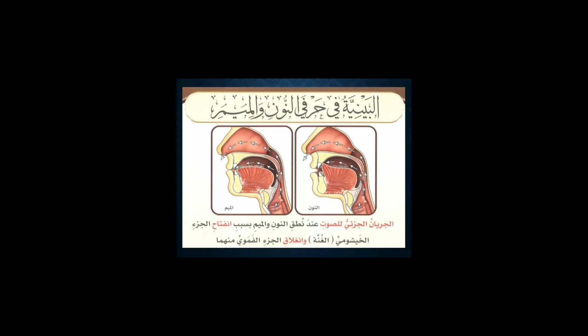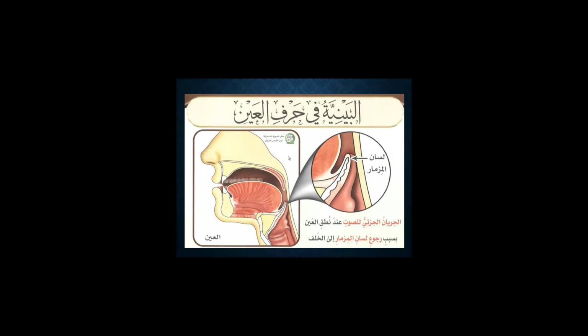And likewise for noon and meem, the sound continues from the nostril. You close your lips, but the sound continues from the nose. So that is why they are bayniya. For ayn, you just pull your epiglottis back, and it takes a bit longer, so it doesn't stop suddenly. Rather, it takes slightly longer and then comes out. So that's why it's a middle one.